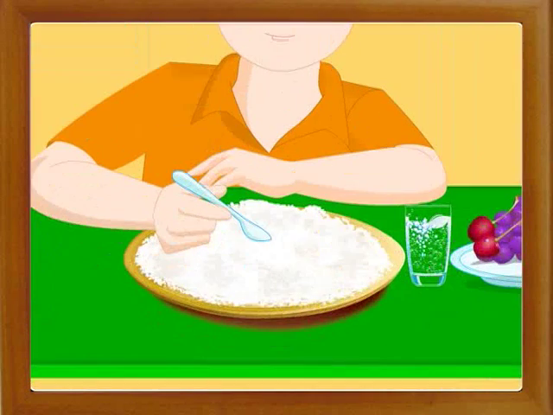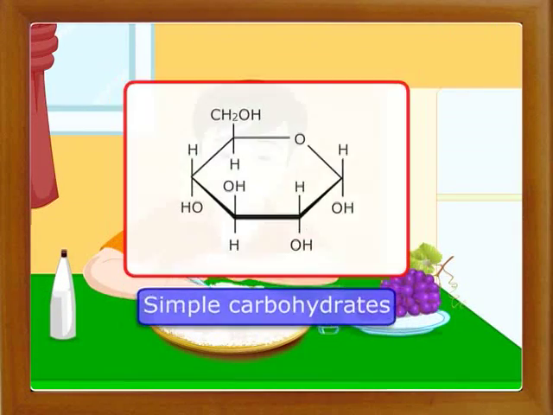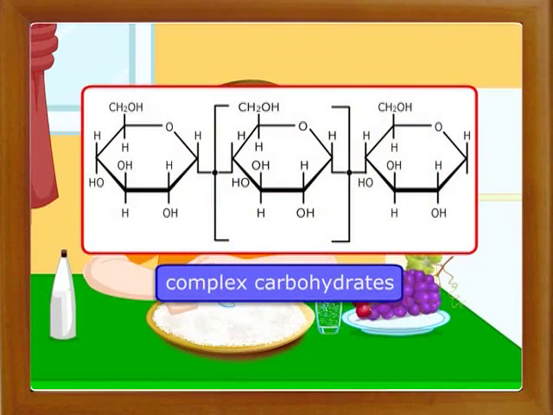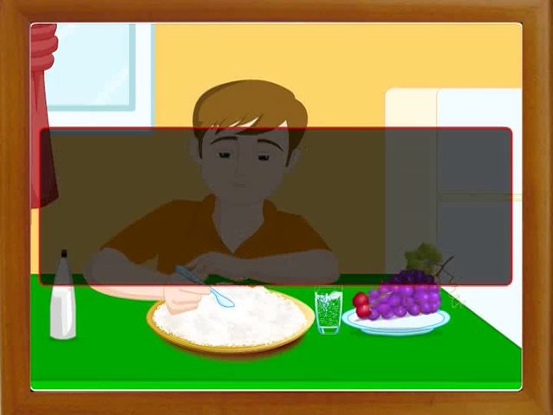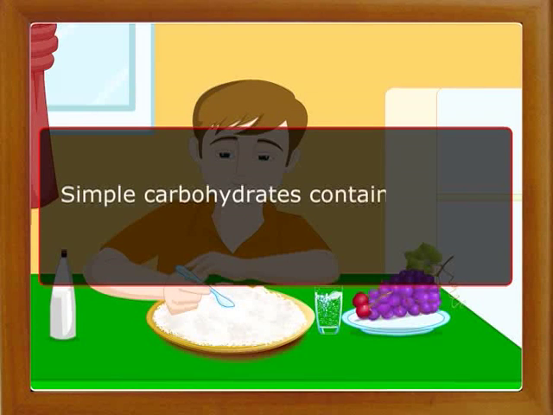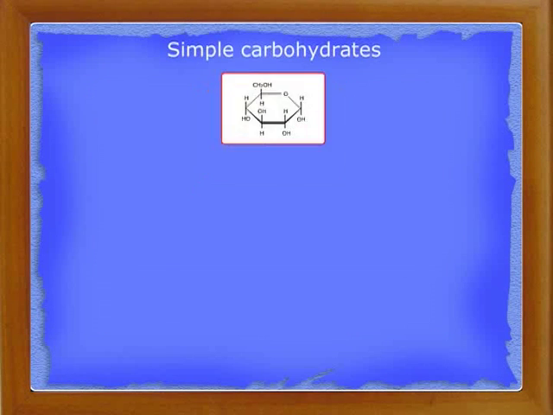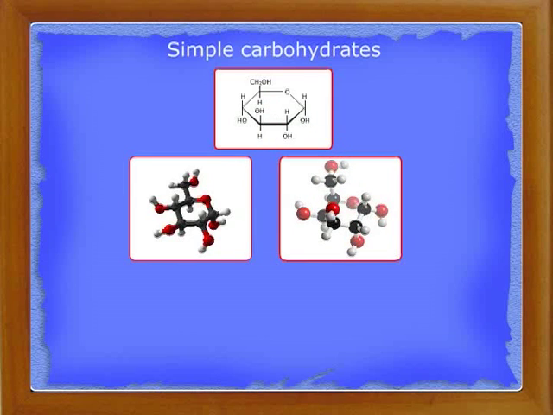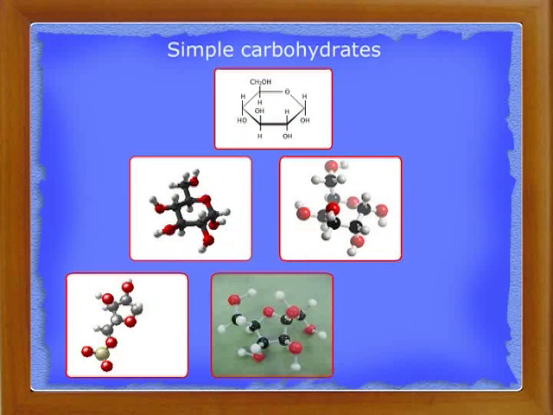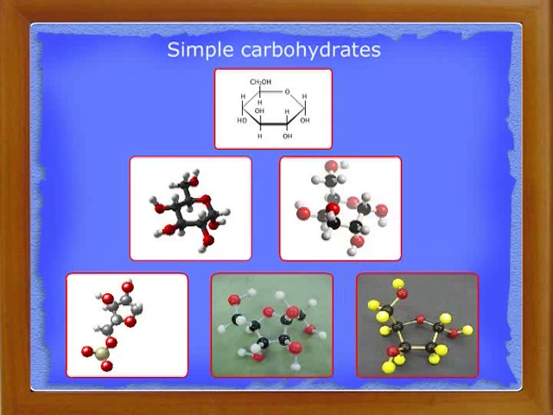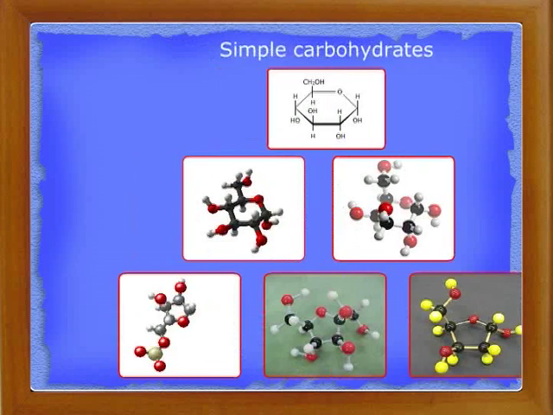Carbohydrates are classified into simple carbohydrates and complex carbohydrates. Simple carbohydrates contain only one molecule of sugar. These simple carbohydrates include glucose, fructose, galactose, ribose and deoxyribose. Simple carbohydrates are ready to digest and absorb.